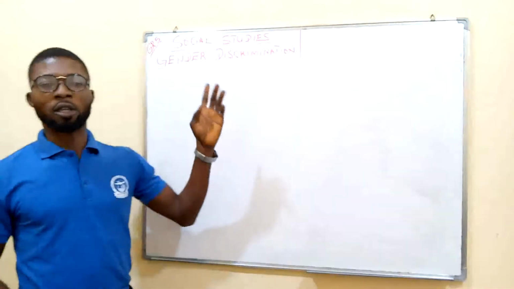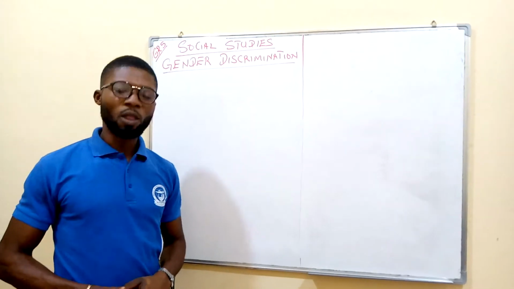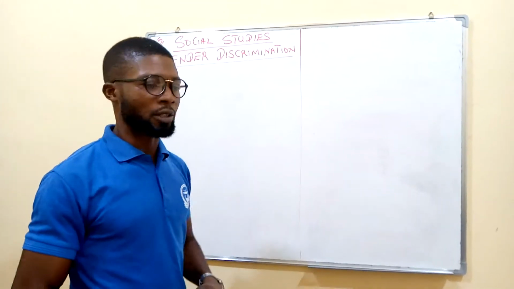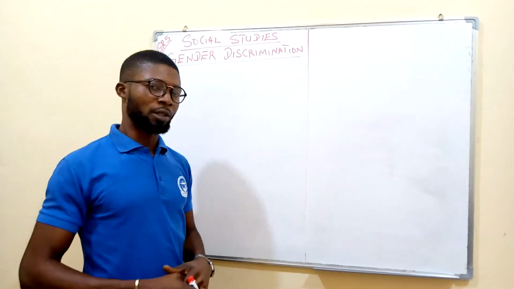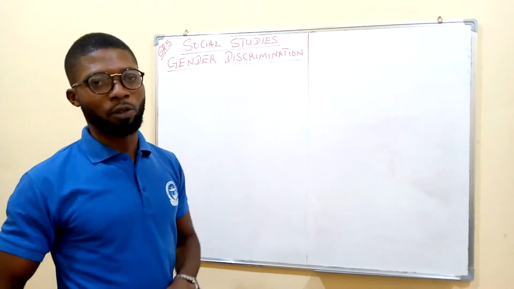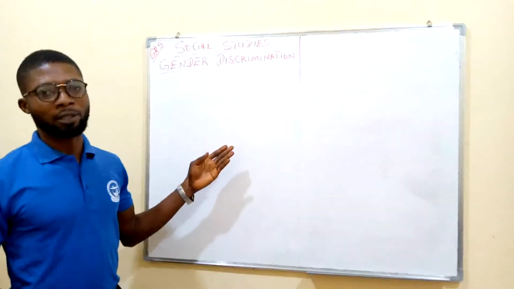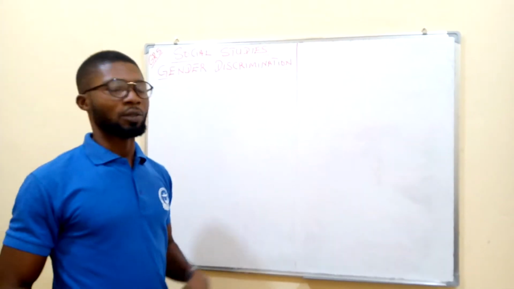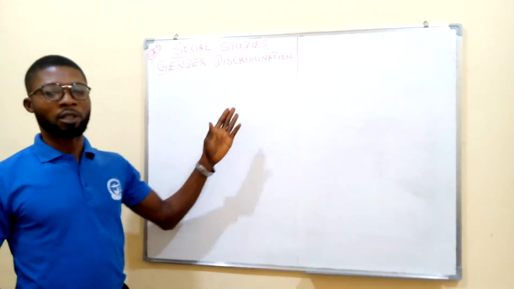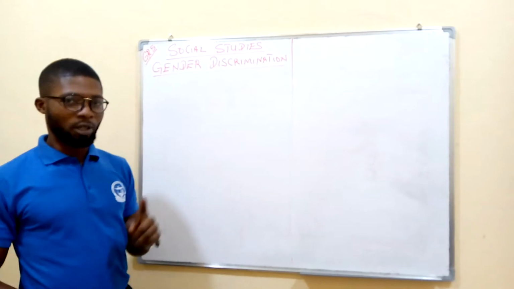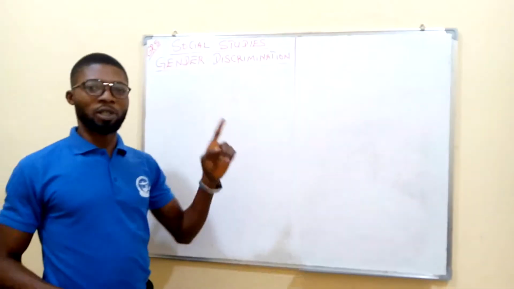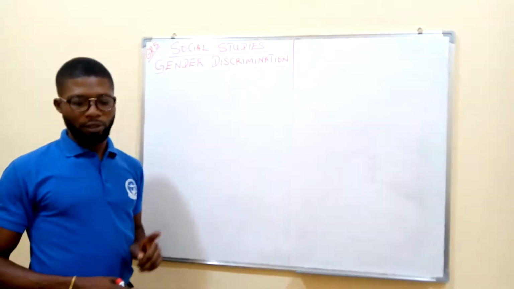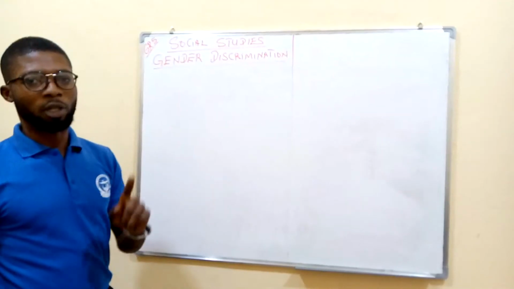Before we start, we'll be looking at, first of all, what gender is. In our homes, as individuals, we belong to different genders. We have the male and the female at home, isn't it? Now, gender is simply when one is either a male or a female. That's what gender is.